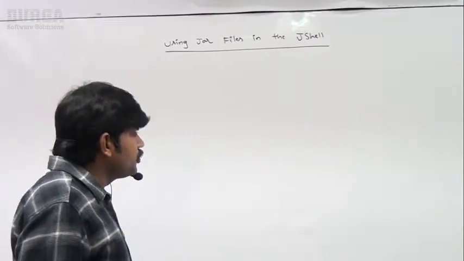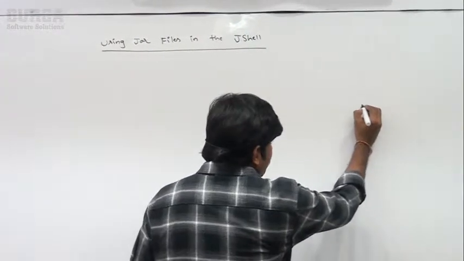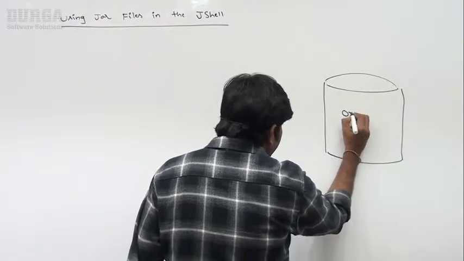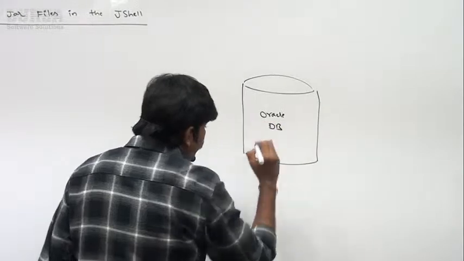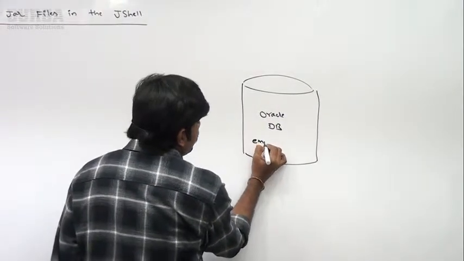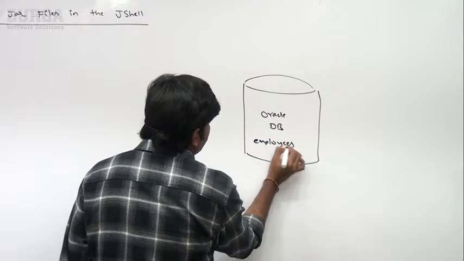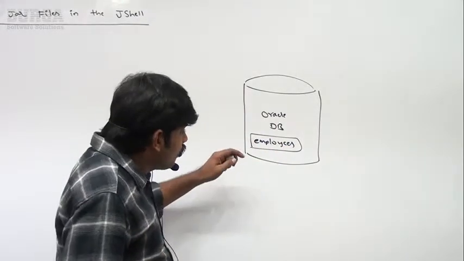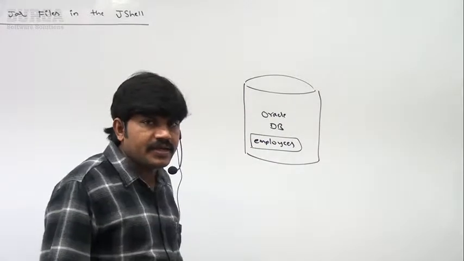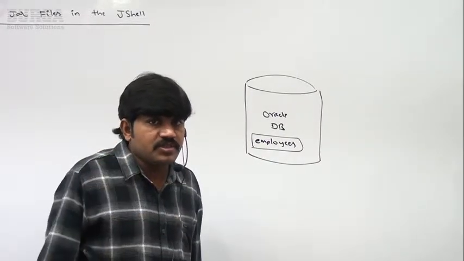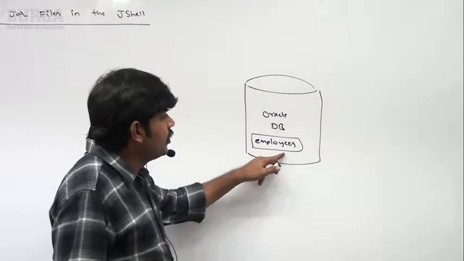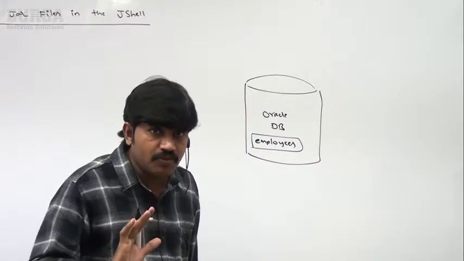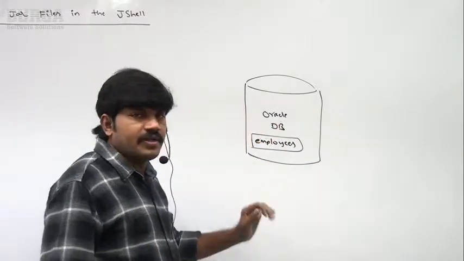Here, suppose assume I have an Oracle database, sir. In the Oracle database, an employees table is there. I want to write a method to bring employees data and display it to the console. This is my requirement, right? How can you write it? Very simple.